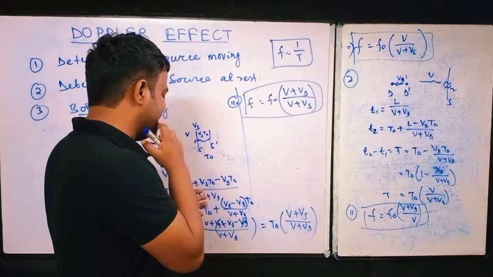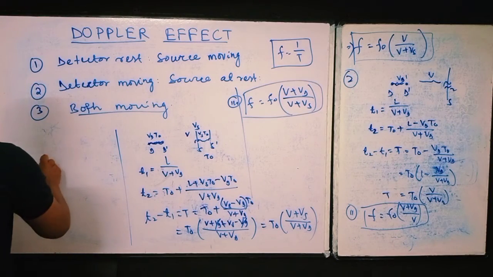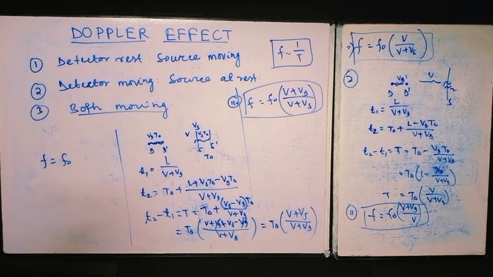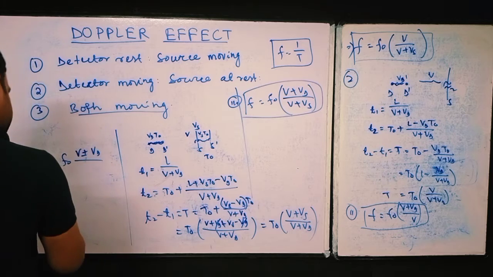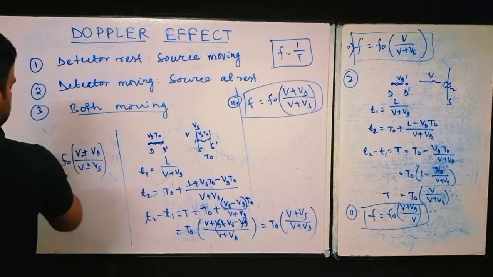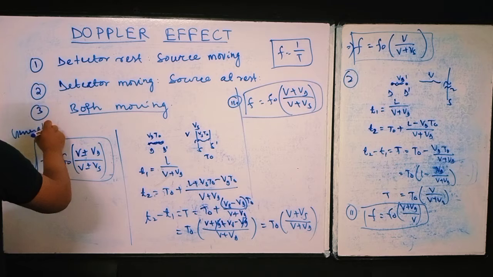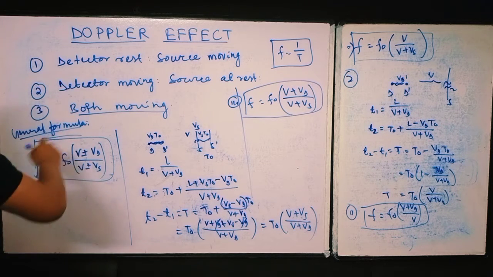Now, the general formula I was talking about will be F equal to F0 times (V plus minus Vd) upon (V plus minus Vs). So this is your general formula, very important, remember. You can use this one in any of the problems.